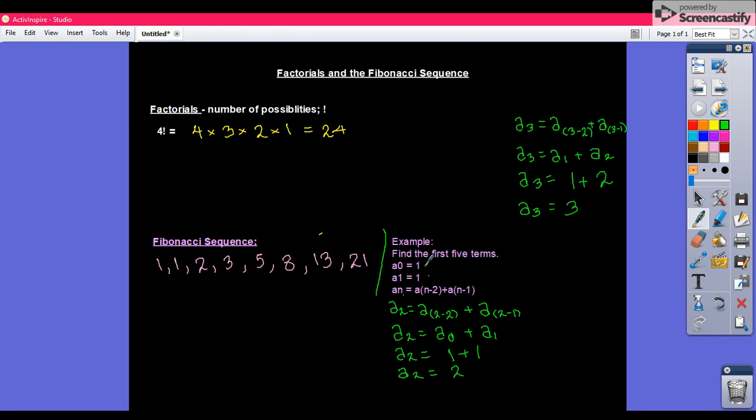So I'm only down to 1 term. It says find the first 5 terms. So I have 1, 2, 3, 4. I only need 1 left. So the next one would be changing all the n's to 4. So using the same formula given to you, I'm going to change all the n's to 4. So instead of n minus 2, it'll say 4 minus 2. Instead of n minus 1, it'll say 4 minus 1. And that would mean this would be a sub 2 plus a sub 3. So that would be adding a sub 2, which is 2, and a sub 3, which is 3, giving me 5. So there are all 5 of my terms.